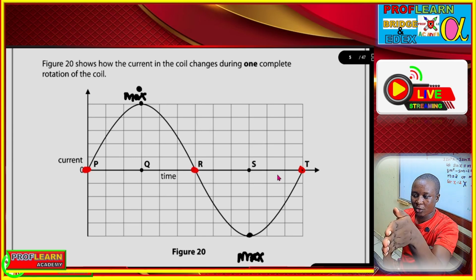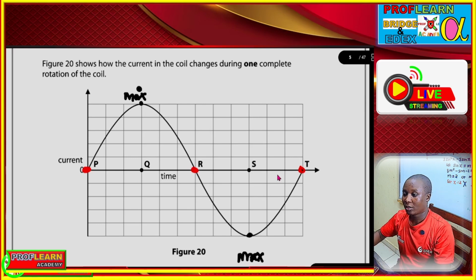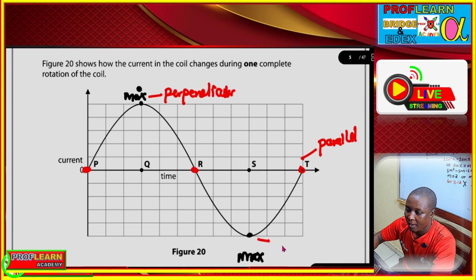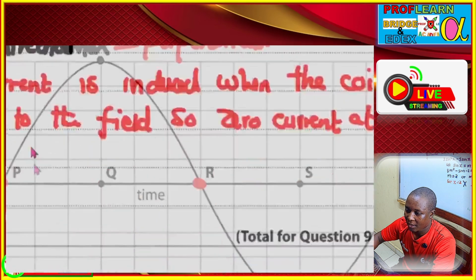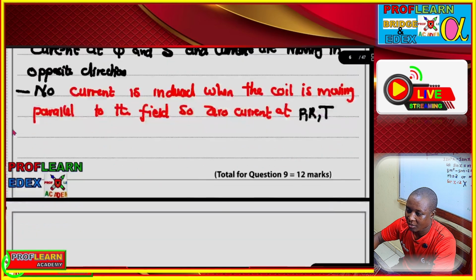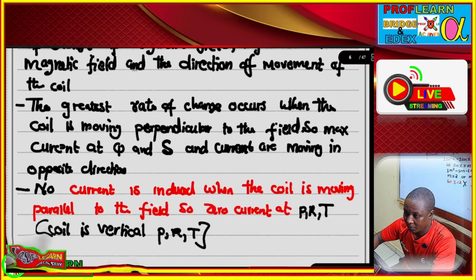When it reaches the vertical position, the coil will be moving parallel to the direction of the field, and in that case there will be no induced EMF. So this is parallel, this is perpendicular, and then this is perpendicular as well. So basically we need to say this is going to occur at P, R, and T. The coil is in the vertical position at these particular points.